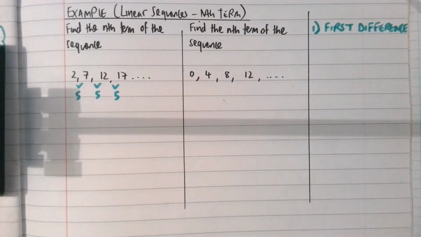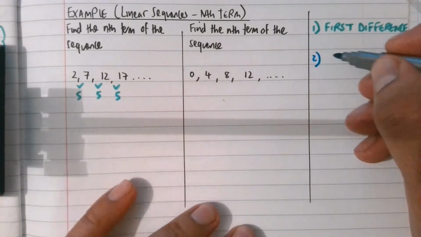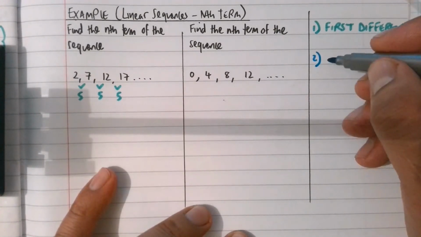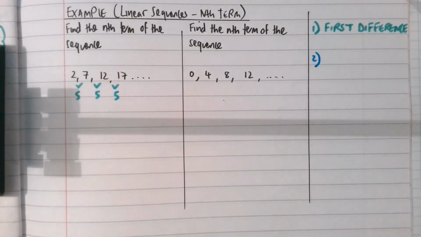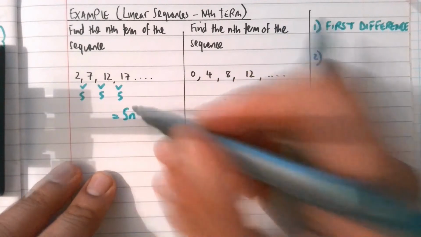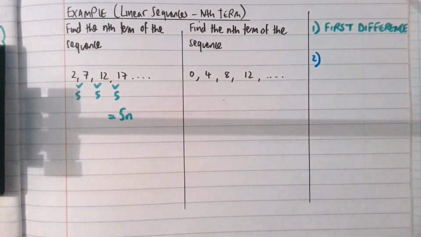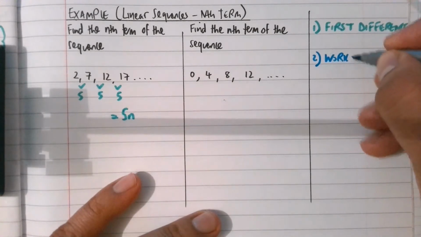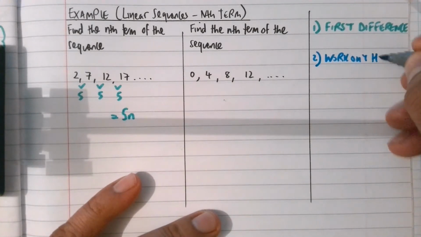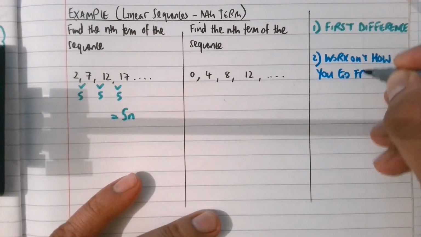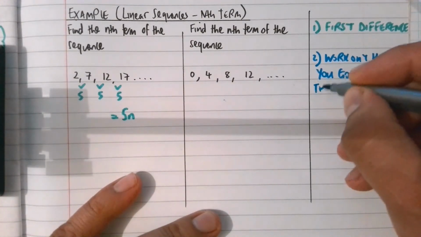And that then allows us to start the sequence. We're going to write that as 5n, and that is the start of our sequence. Then the second step is to check how you go from the difference back to the first term. So since the difference is 5 and the first term is 2, then I'm going to be subtracting 3.